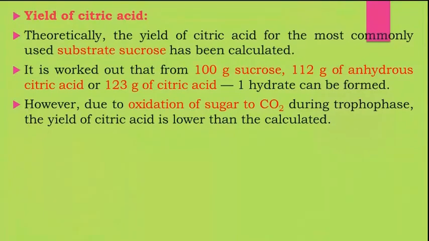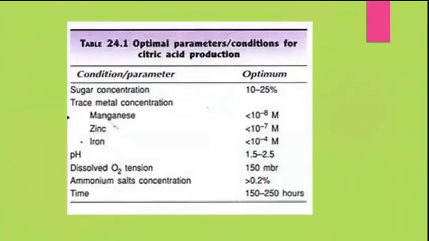So these are the main parameters we should follow. The sugar concentration should be 10 to 25%. Magnesium, zinc, and iron as trace elements are very, very important for this, along with pH and dissolved oxygen. Then some ammonium salts as a nitrogen source, and the time required is 150 to 250 hours.